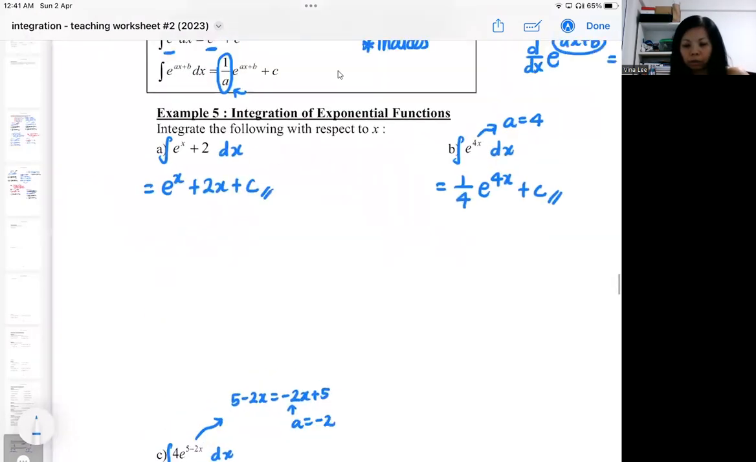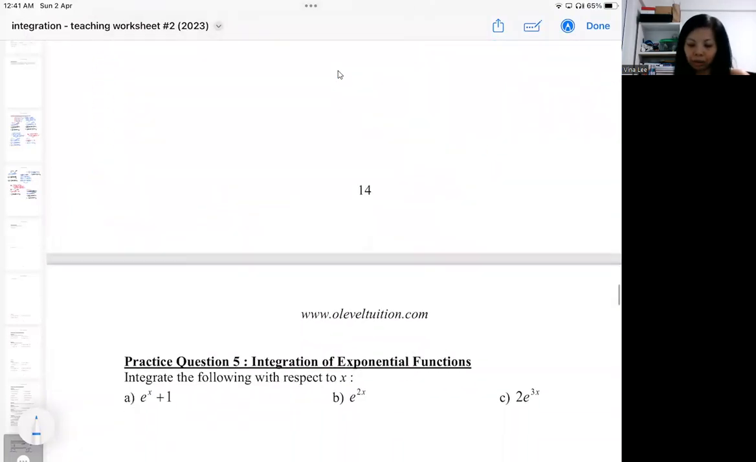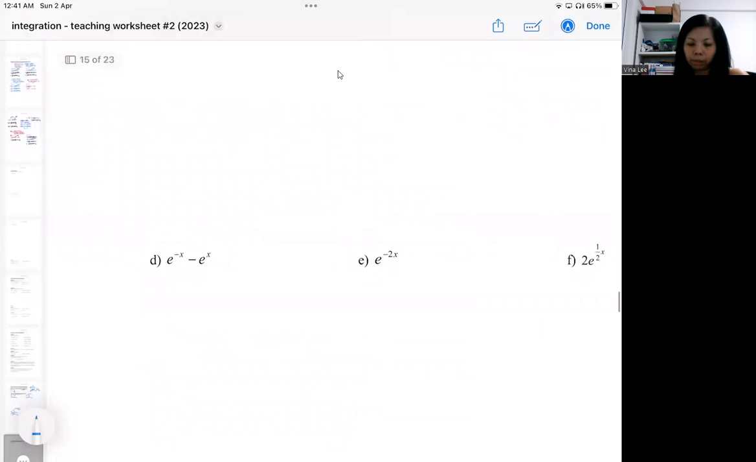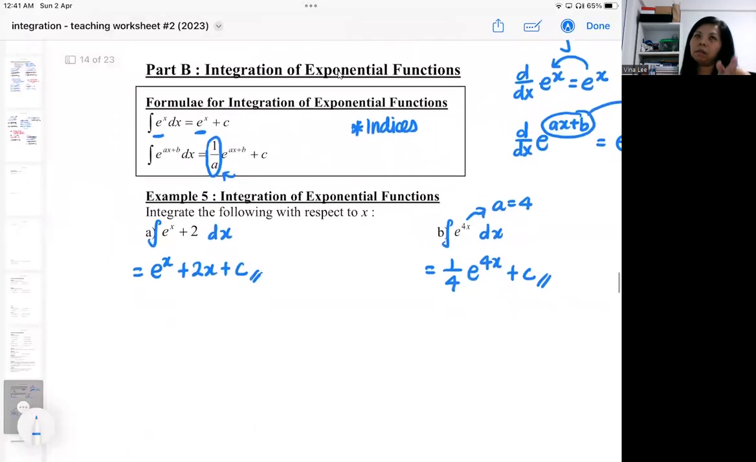Okay, so you see, this part is one of the easiest. During the practice questions, you can try. Between integration of trigo, integration of this, and the next part on the integration of ln section, this is the easiest block of integration formula.